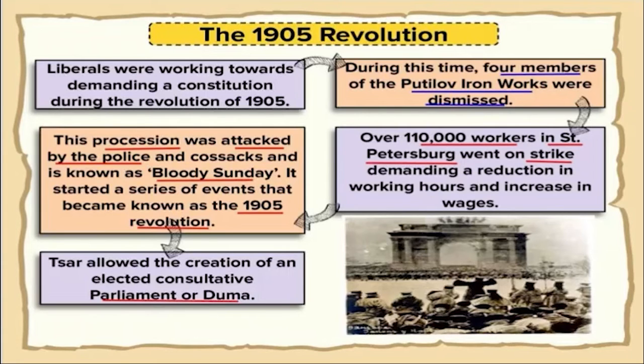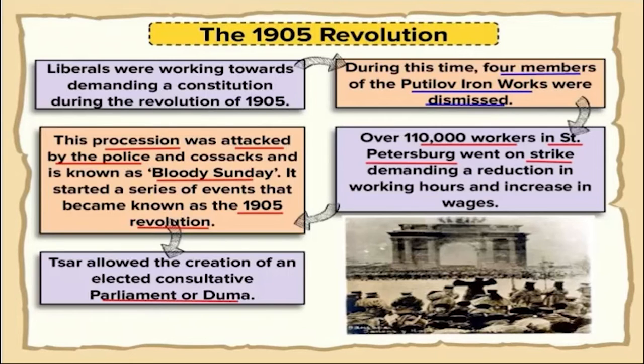This procession was attacked by police and Cossacks and is known as Bloody Sunday. Why Bloody Sunday? It took place on a Sunday, and bloody as in there was a lot of bloodshed. The police and the workers and peasants were fighting and killing each other, and there was a lot of bloodshed, and hence it is known as Bloody Sunday. It started a series of events that came to be known as the 1905 revolution.